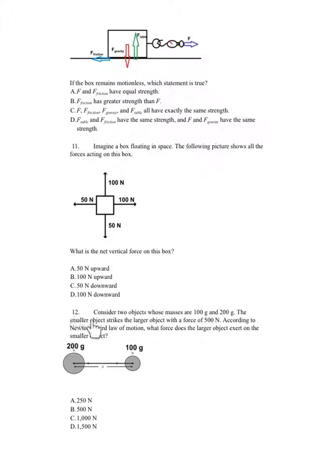Number 12. Consider two objects whose masses are 100 grams and 200 grams. The smaller object strikes the larger object with a force of 500 newtons. According to Newton's third law of motion, which force does the larger object exert on the smaller force? A, 250 newtons, B, 500 newtons, C, 1,000 newtons, D, 1,500 newtons.